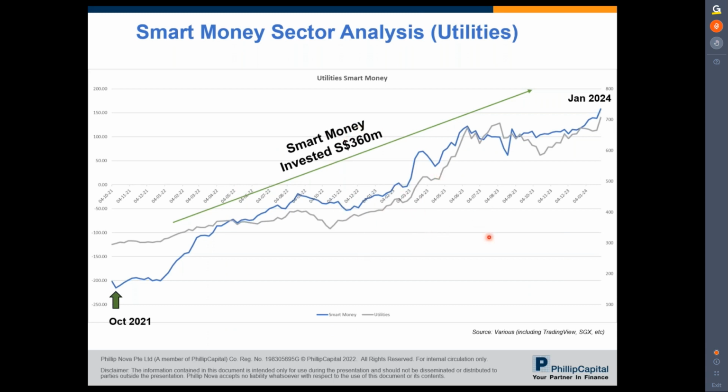For example, this one here is a smart money chart on the utilities sector. As the utilities index goes up, you can see that the smart money index in blue goes up as well. But of course, in Singapore, there aren't many big utilities companies. So the driving force behind this utility sector index going up is really Sembcorp Industries. It has a very large weightage on this index itself.